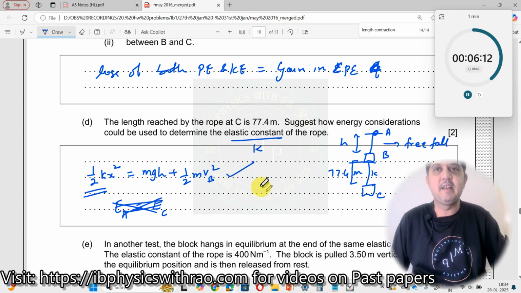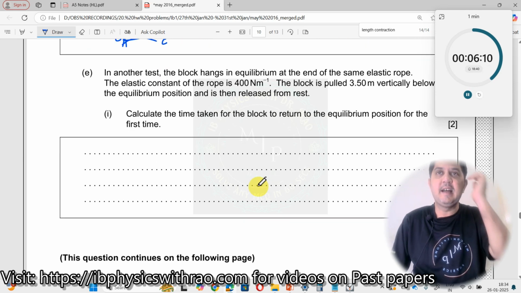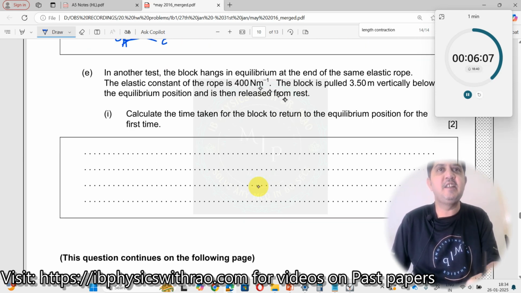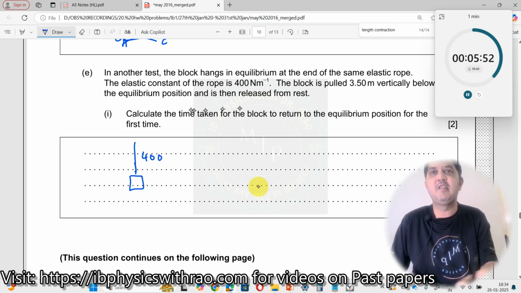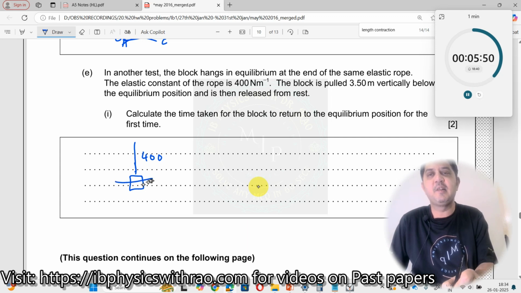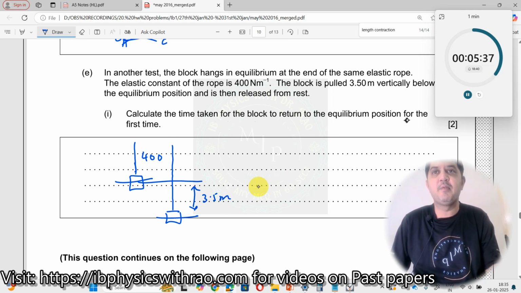Next, in another test, the block hangs in equilibrium at the end of the same elastic rope. Now this is the block over here. The elastic constant of the rope is 400, and the block is pulled 3.5 meters vertically below the equilibrium position. It is then released. You pull it downwards by an additional distance, and the distance between these two is seen to be 3.5 meters. Calculate the time taken for the block to return to the equilibrium position for the first time.